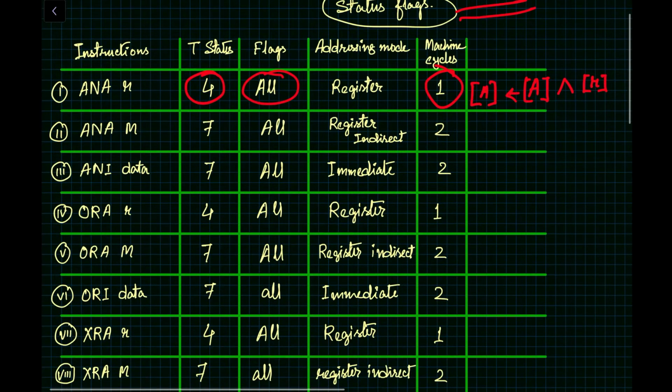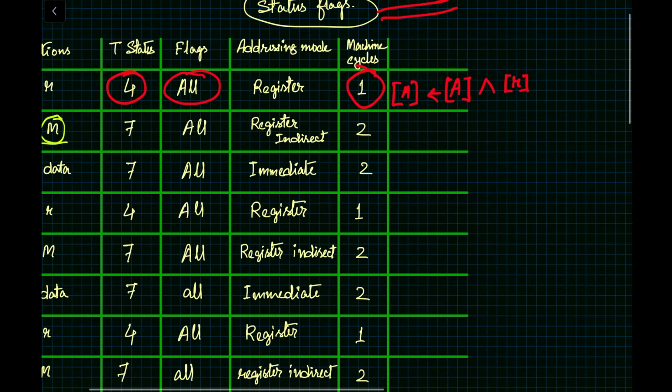Now let us go to our second instruction. This is similar, only the difference is that it is ANA M. M here represents the memory address. Whatever the content of that given memory address denoted by capital M, that 8-bit data will be ANDed with the content of the accumulator. Let me write it down mathematically here. Whatever the content of the accumulator, that will be ANDed with the content of the HL pair.